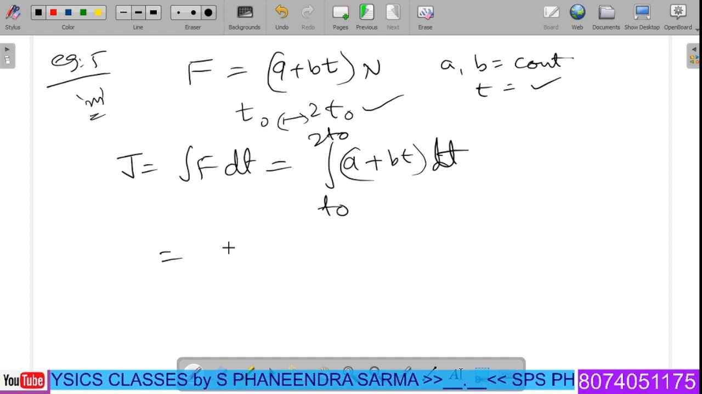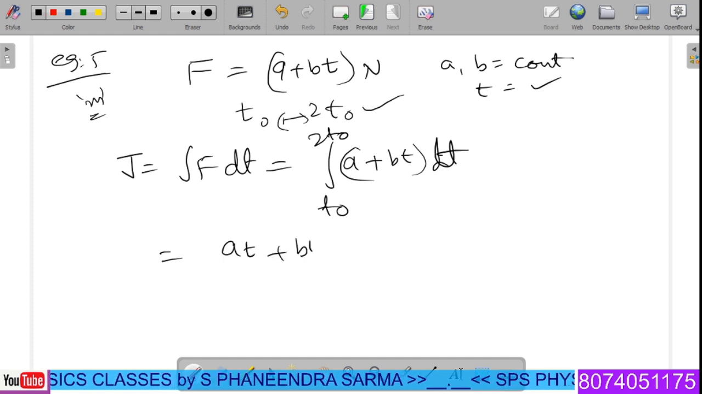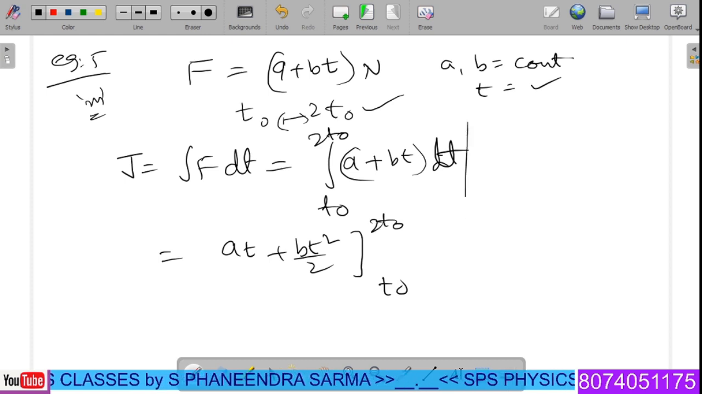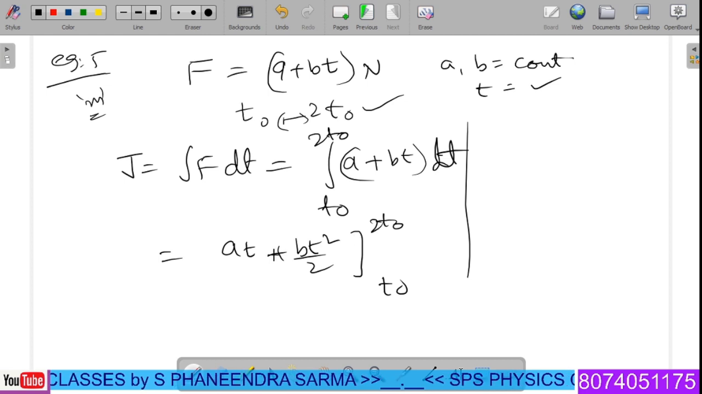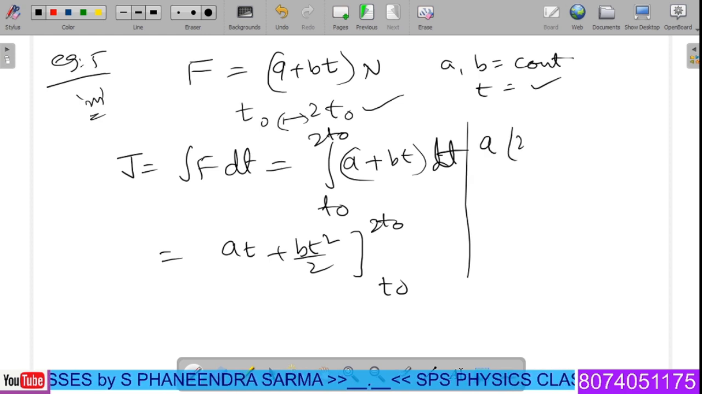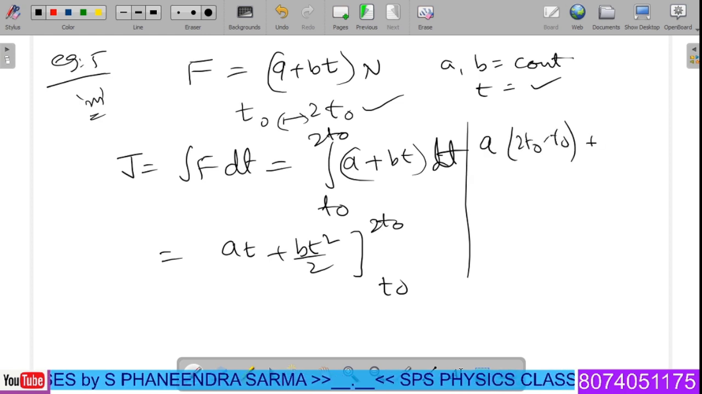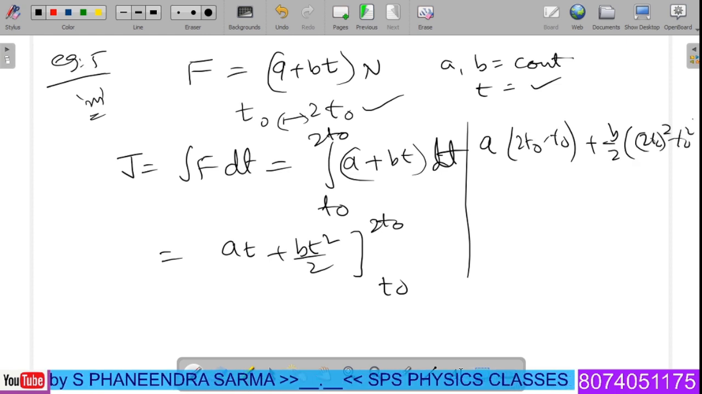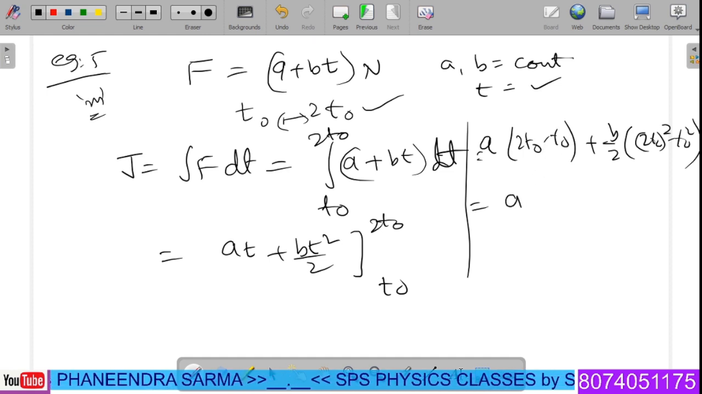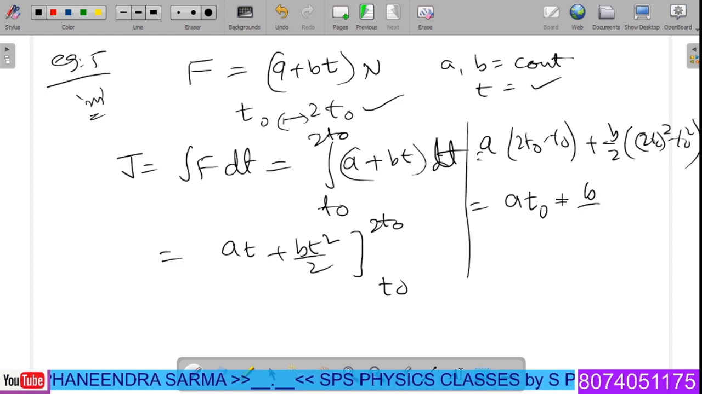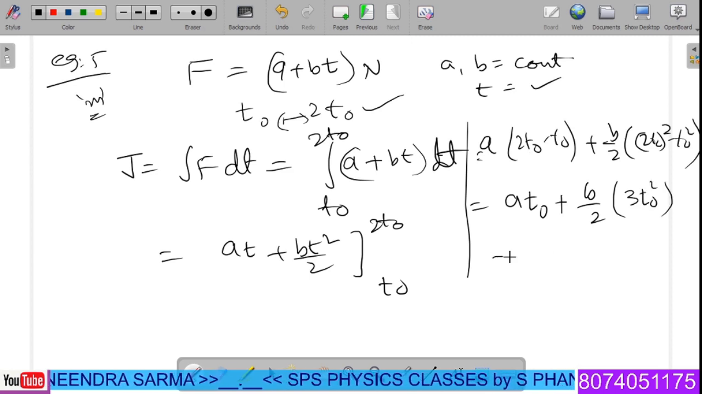Upon integration, we get AT plus BT square by 2, running from limits T naught to 2 T naught. Upon substituting the upper and lower limits, we write A of 2 T naught minus T naught plus B by 2 of 2 T naught whole square minus T naught square. Therefore, A T naught plus B by 2 of 4 minus 1, which is 3 T naught square.